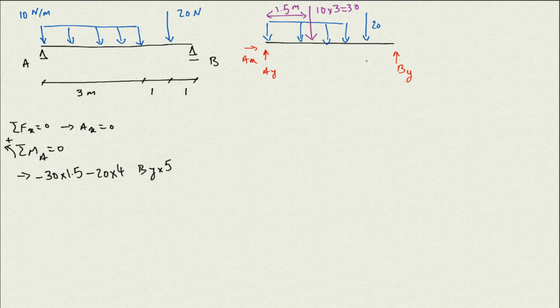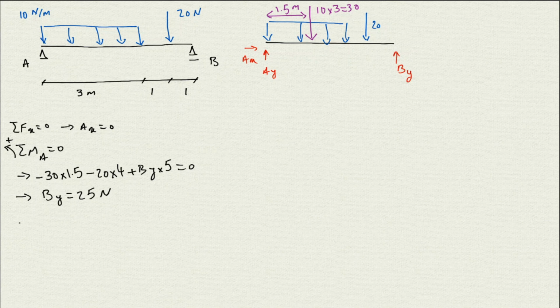And the moment about point A is going to rotate the beam like that, so it's going to be clockwise, counterclockwise, so it's going to be positive. And it is 0, and if we do the calculation, the By comes out as 25 Newton.